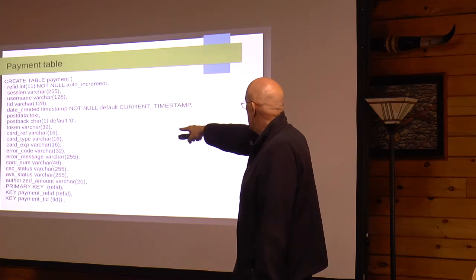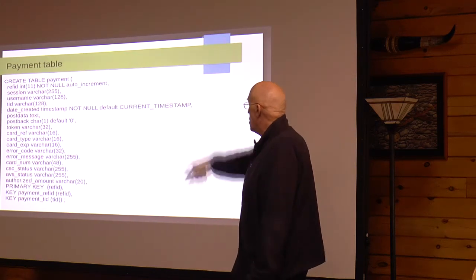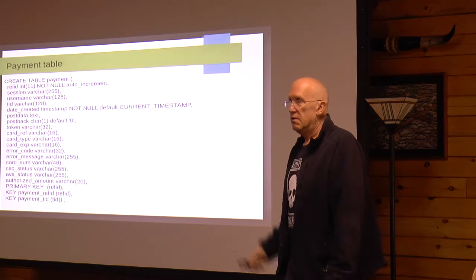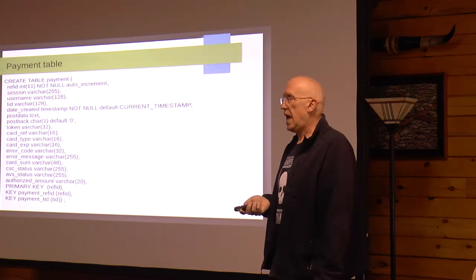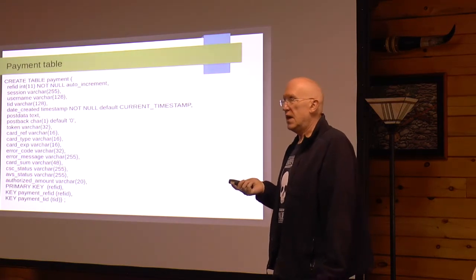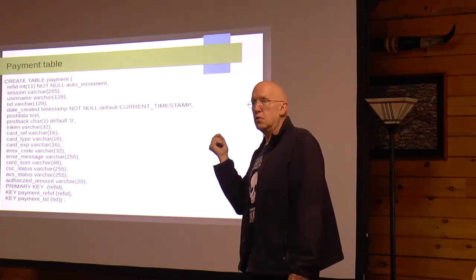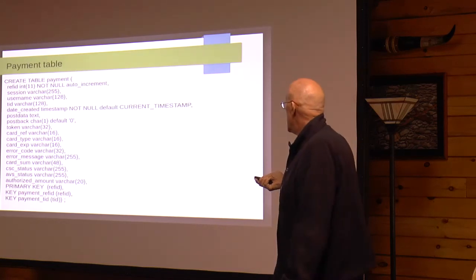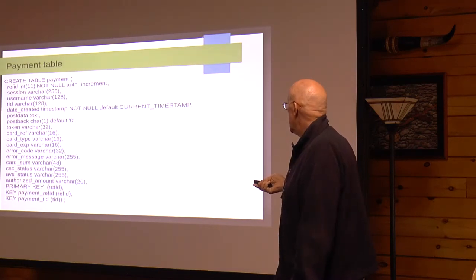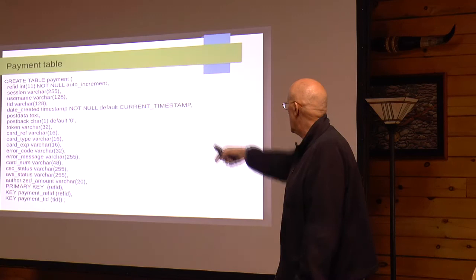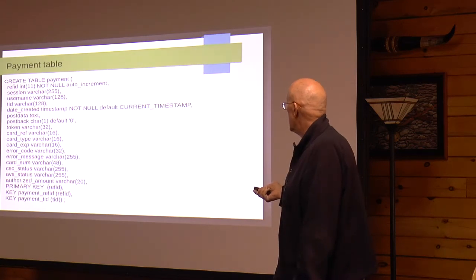The only thing that is not, maybe, is card sum, which is that MD5 value or whatever you've chosen to hash your return value. That card sum was the thing you would then verify a card with. And then authorized amount obviously is an amount that you can use in your order processing.